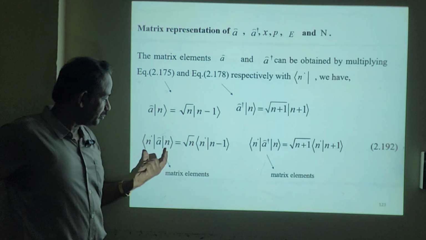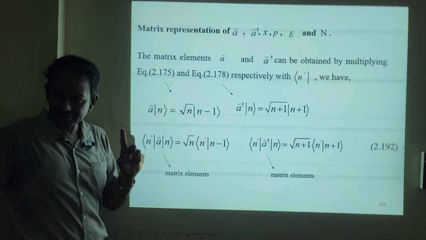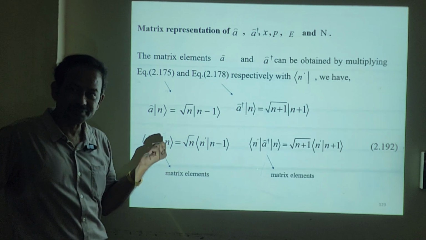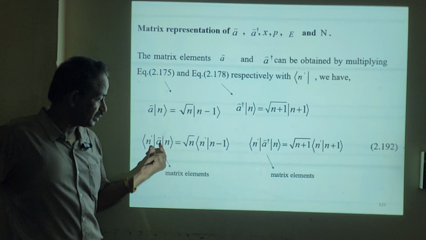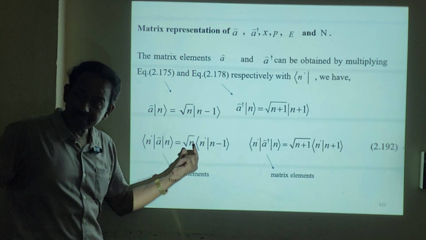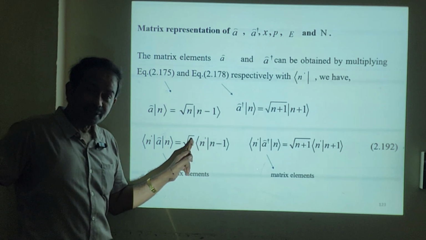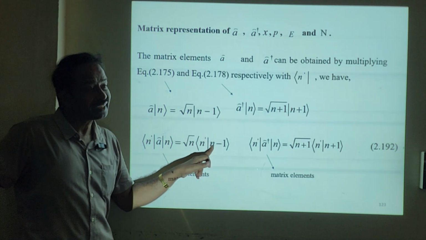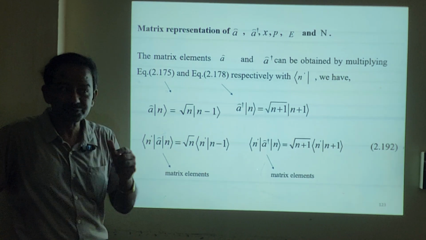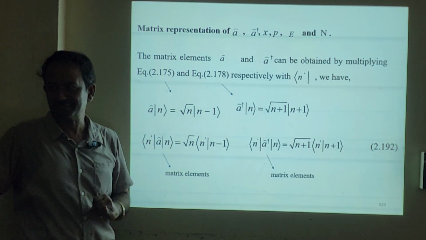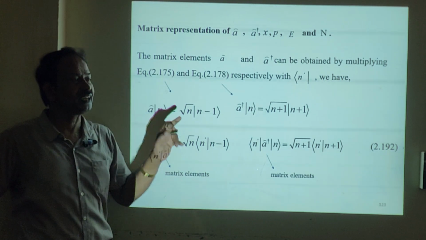Let me repeat. This is a matrix element of A. Which operator is this? The annihilation operator, so this is a lowering operator. What is the eigenvalue? The eigenvalue is root n, and this will be bra n prime with ket n minus 1. They are not the same. They are not diagonal elements for this matrix element. Very important conclusion. Is it okay? They must be off diagonal elements.